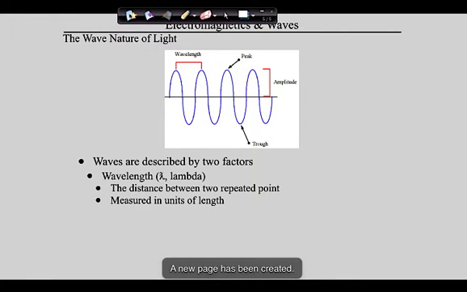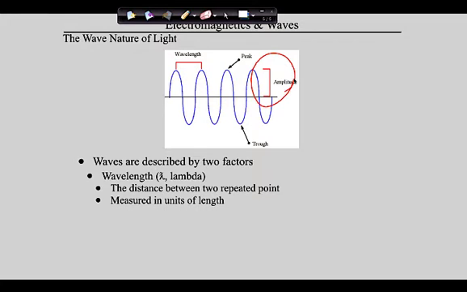Now guys, with that said, we run into a problem. The other descriptor that we use for waves is not amplitude. We are not concerned about the amplitude of electromagnetic waves. Doesn't mean the light is brighter. We'll talk about brightness in a minute. But guys, it doesn't mean the light is brighter. We don't care about amplitude. So what do we care about?